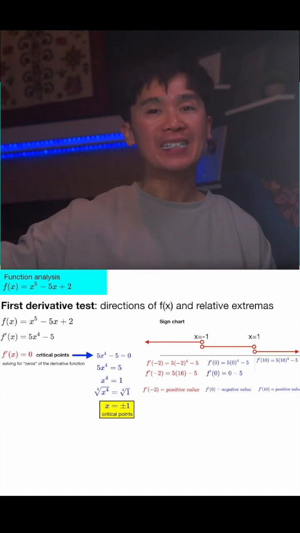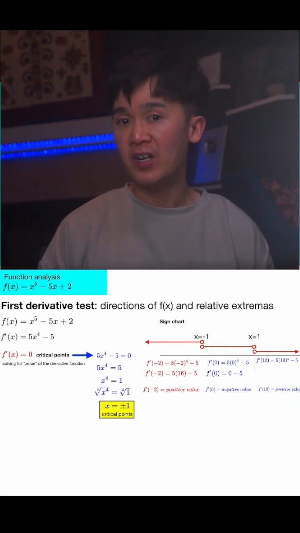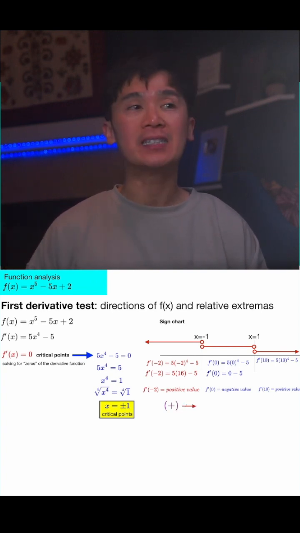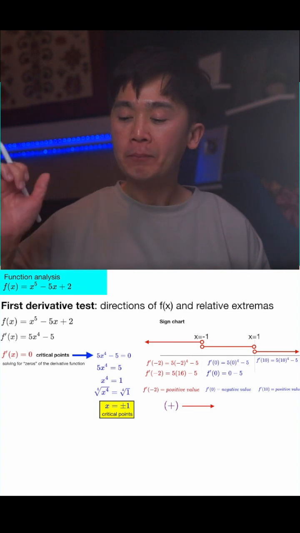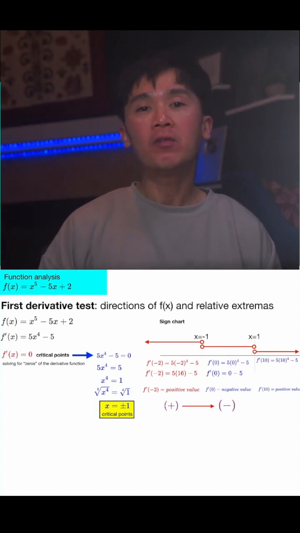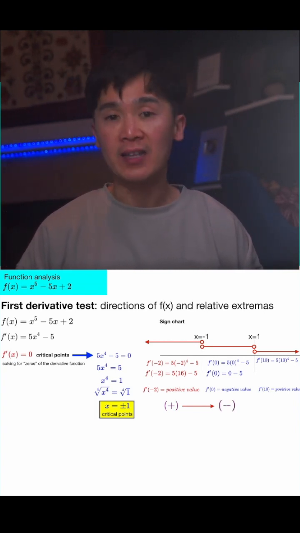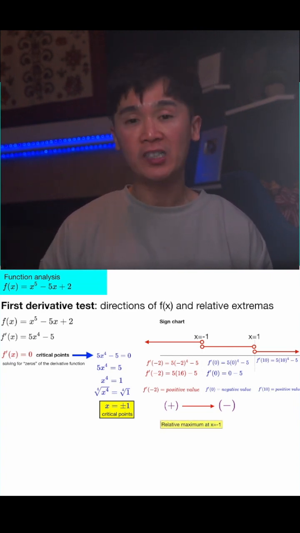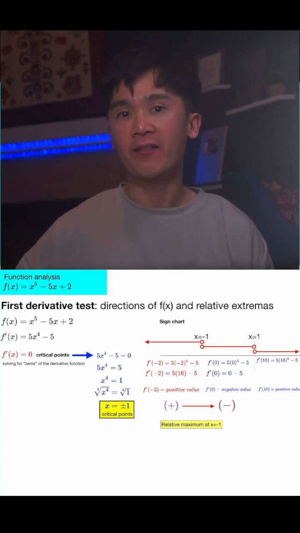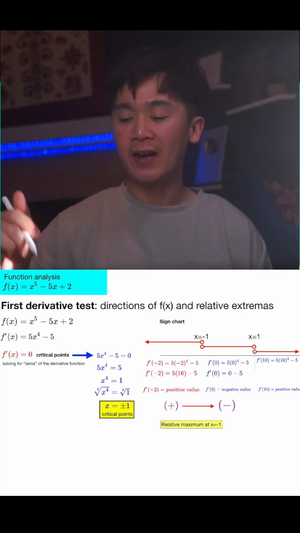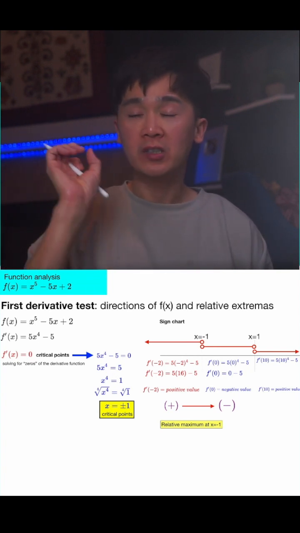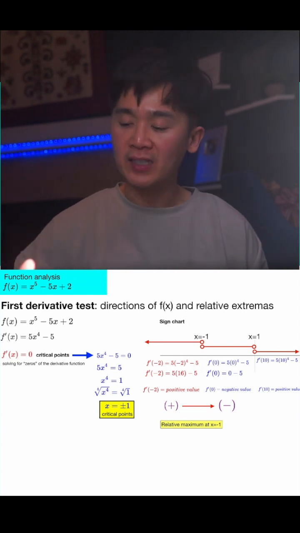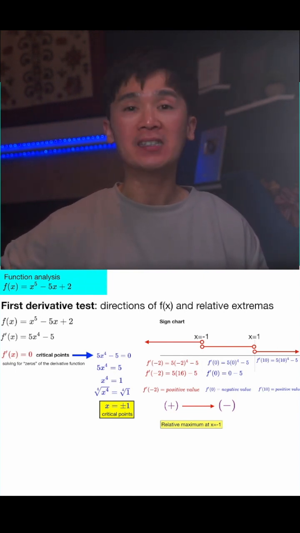I don't even need to complete it because we're just concerned about the sign of our derivative function. Now that we've established the signs of our derivative function, we know that this is positive, going to a negative value, and that will help us identify if a relative extrema exists. In this case, we have a relative maximum because the slope of the function is changing from positive to negative. So keep in mind that the signs of your derivative function will tell you the specific extrema you are working on. Here, the relative maximum is at x equal to negative 1.